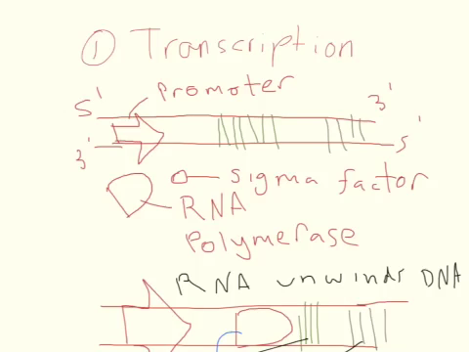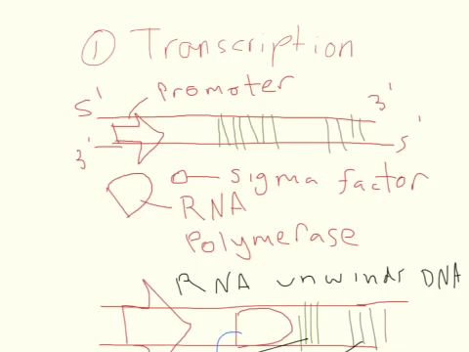Transcription is the first step in protein synthesis, and it is the process of making an mRNA code from DNA. The RNA differs from DNA in two ways. The sugar is ribose instead of deoxyribose, hence RNA instead of DNA. Also, there is no thymine in the RNA and there is uracil instead.